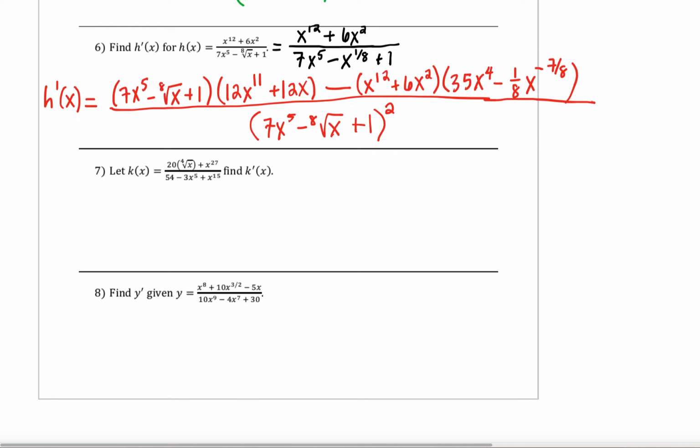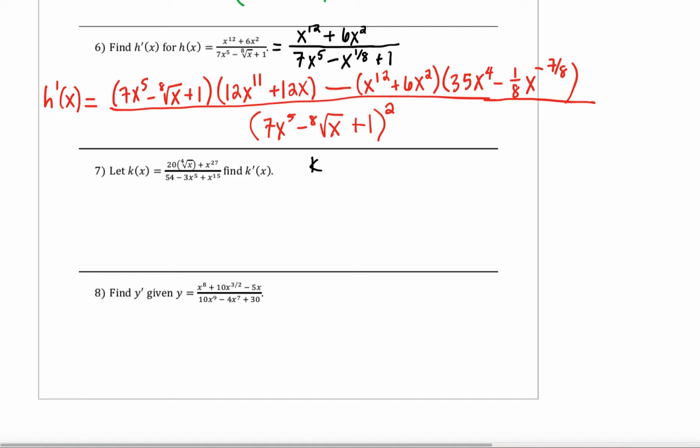So in example 7, we have k of x is 20 times the 4th root of x plus x to the 27th, all over 54 minus 3x to the 5th plus x to the 15th, and we want to go ahead and find the derivative. Now, similar to the last example, I do need to do a little bit of rewriting just to make sure that I can use the power rule easily enough.